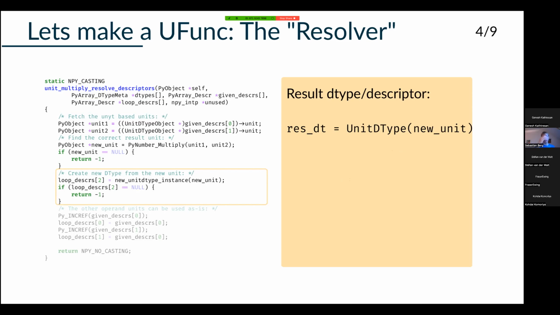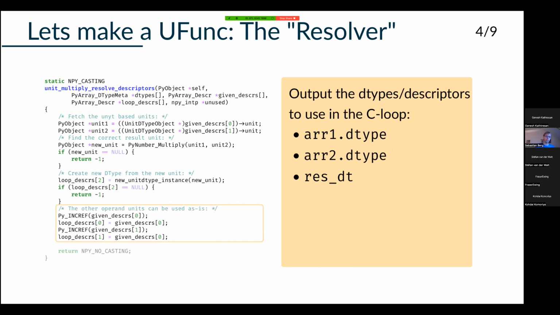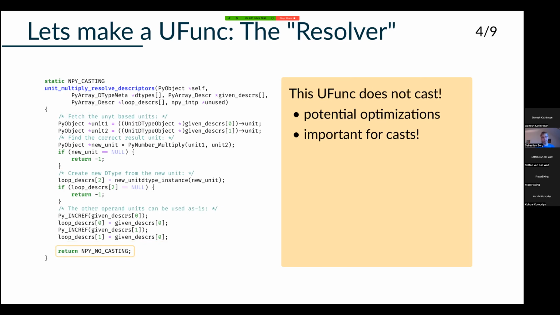And finally, we also need to copy over the dtypes that we already have, the array 1 and array 2 dtypes, and then return success, which is not -1. And in this case, we also return no casting, which might seem weird because UFuncs don't cast, but casts do cast, and casts reuse the same machinery. And it's also interesting because it can allow for future optimizations, possibly at least. People like NumPy might be interested in using this to do ultra fast functions, UFuncs that include the cast already and things like that.